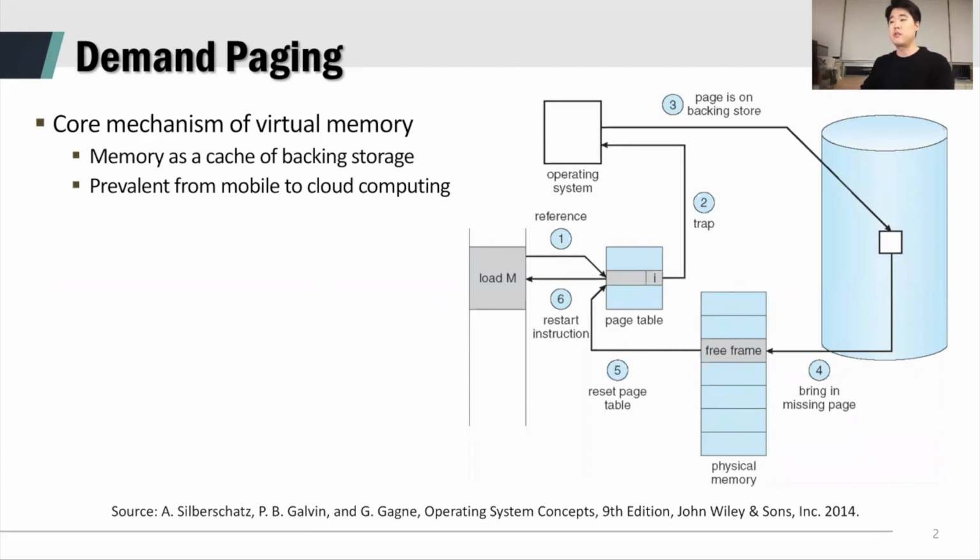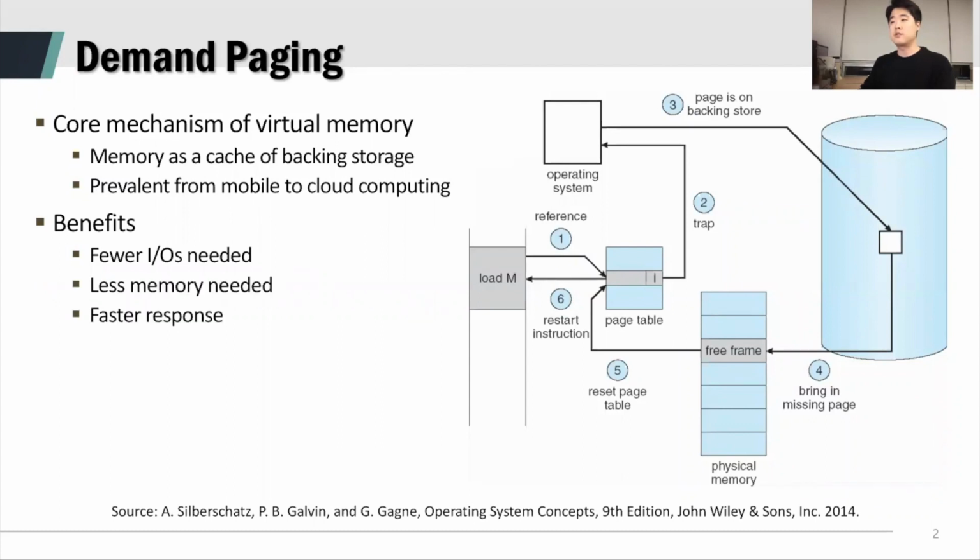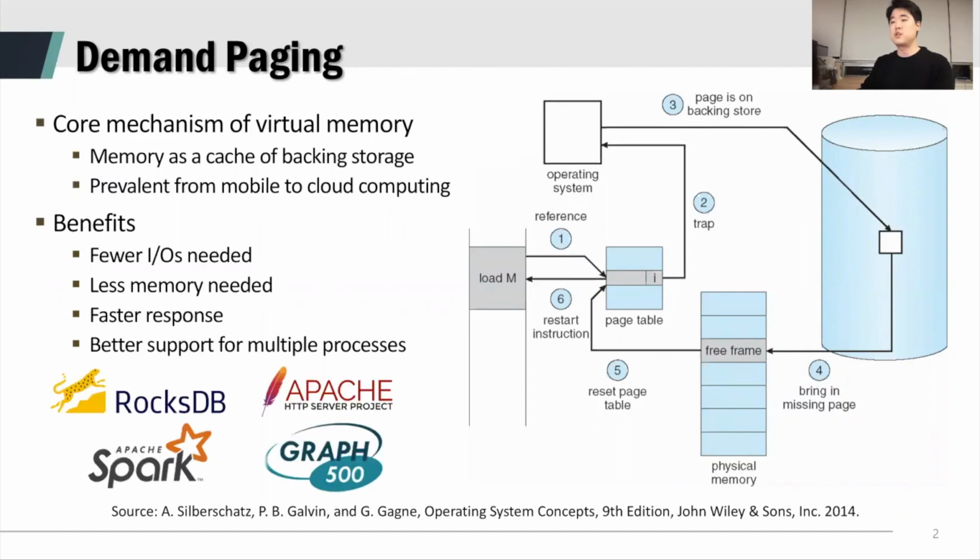By loading only those pages that we need, it generates fewer I/O requests, uses less memory, gets faster response, and better supports multiple processes running at the same time. Due to these benefits, demand paging is also utilized in various applications, such as NoSQL applications, in-memory MapReduce, and graph analytics.